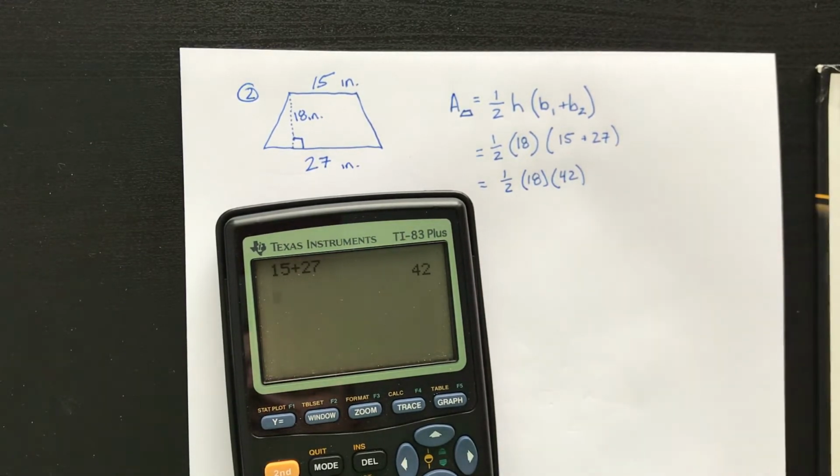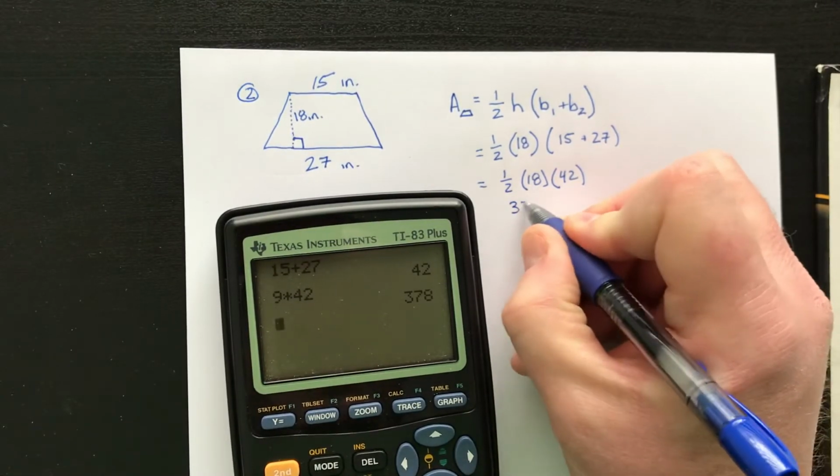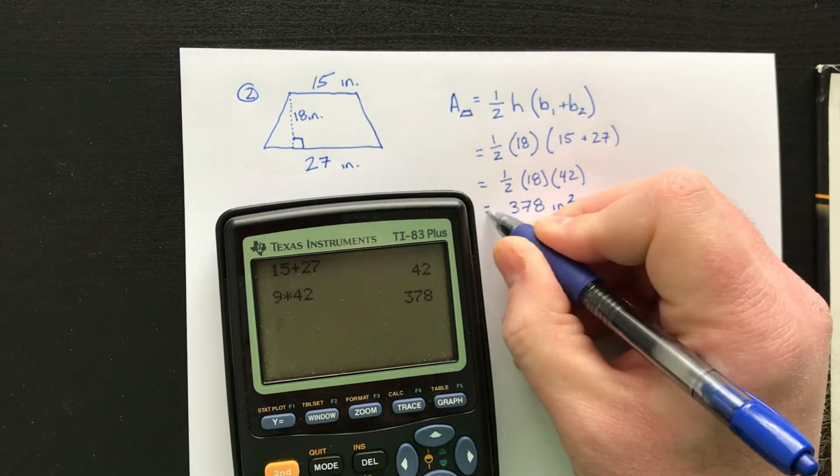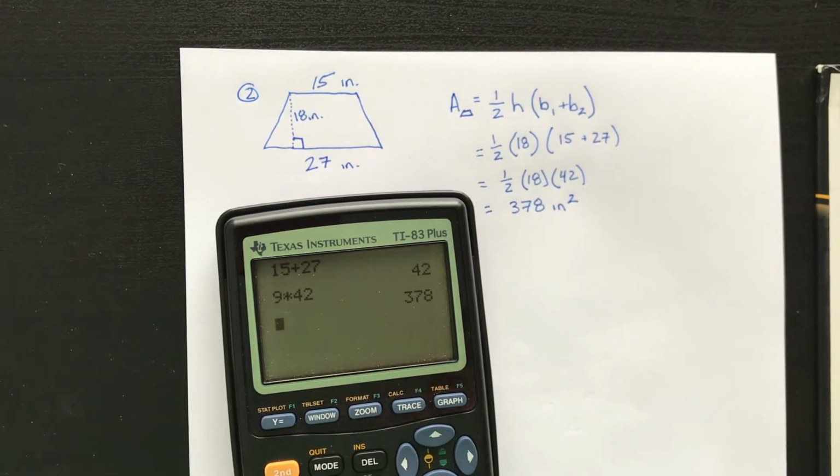Now you can do this in any order that you want. All right? So I'm just going to do 1/2 times 18 is 9. So 9 times 42, I got 378. And this is inches squared. All right, so 378 inches squared. That was a pretty easy one.